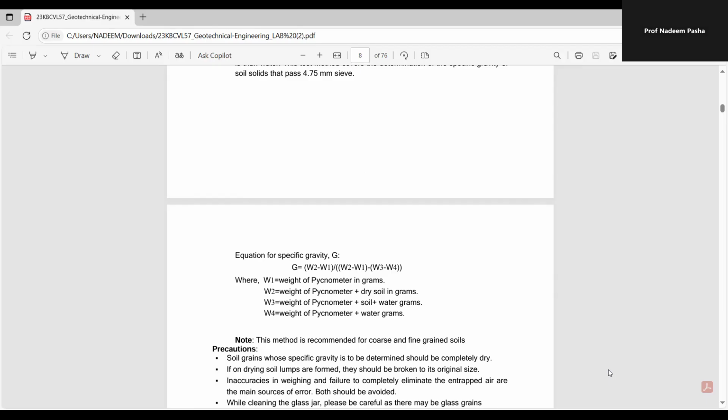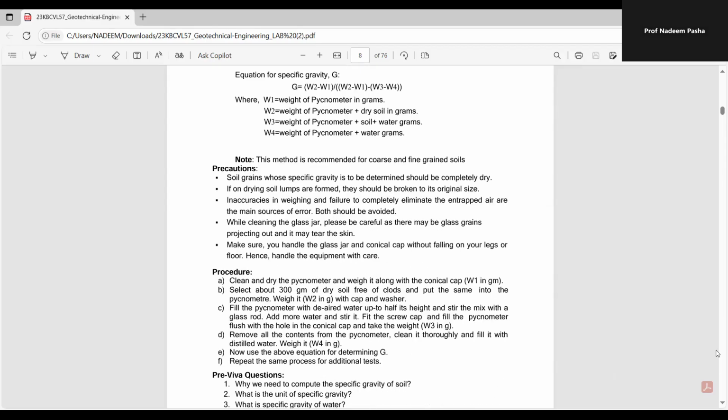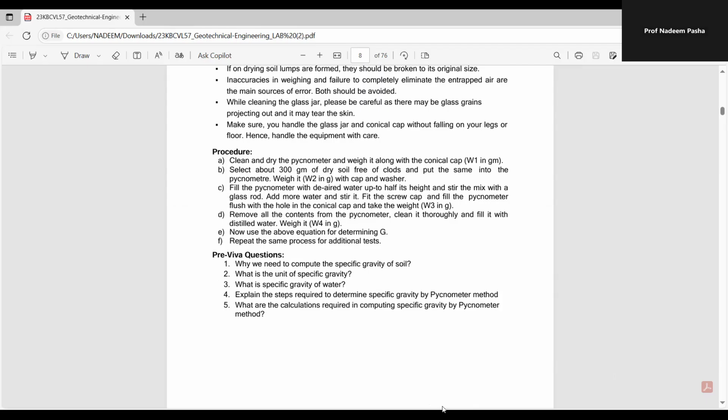Inaccuracy in weighing and failure to completely eliminate the entrapped air are the main sources of error. Both should be avoided. While cleaning the glass jar, please be careful as there may be glass grains projecting out. Make sure you handle the glass jar and conical cap without dropping them on your legs or floor. Hence, handle the equipment with care.